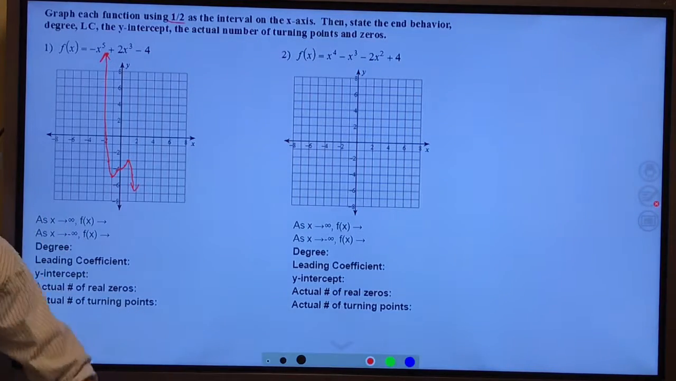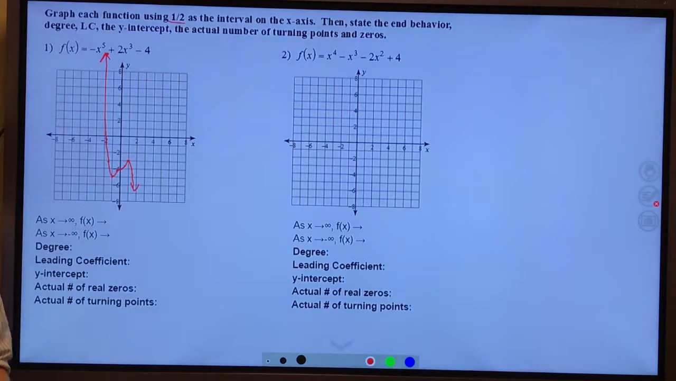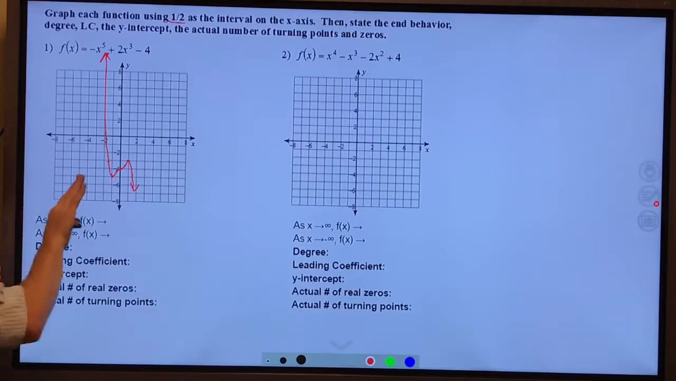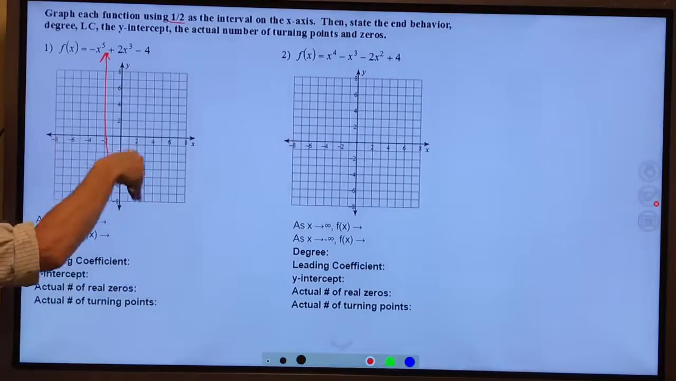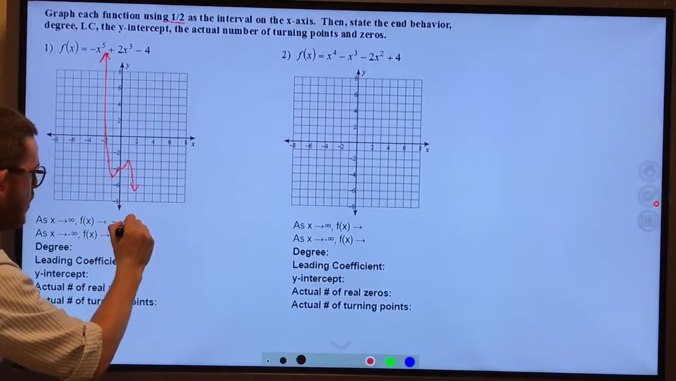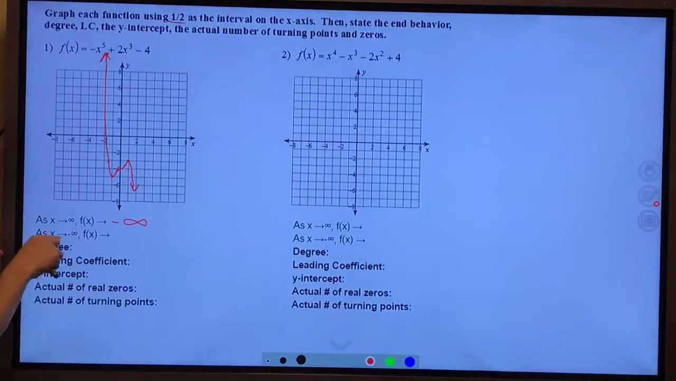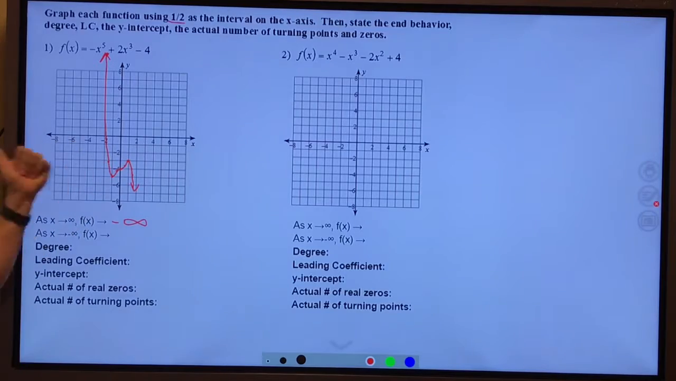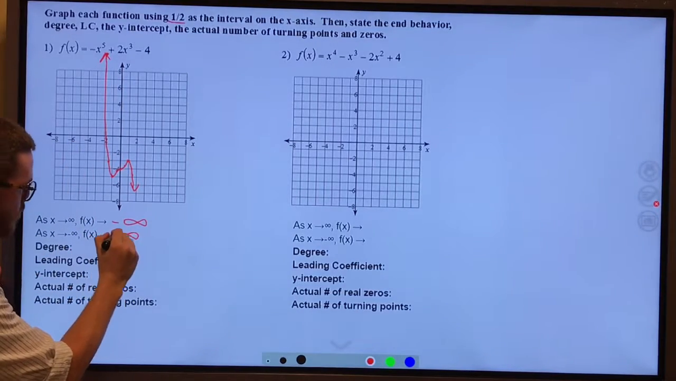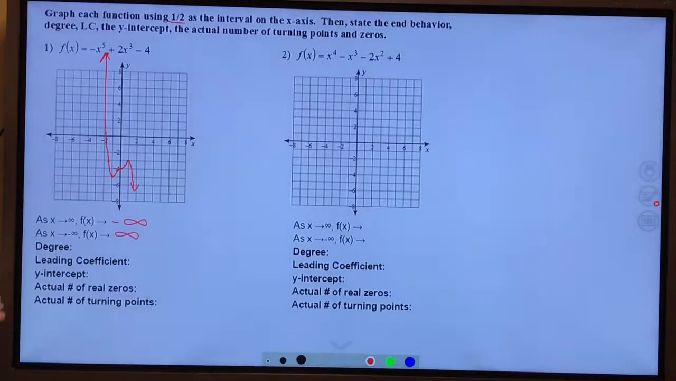Notice, again, right side's pointing down, left side's pointing up. We knew that by the degree and the leading coefficient. Our end behavior here is, as our x's approach positive infinity, it's pointing down, so our y values are going to negative infinity. As we look to the left, as our x values go to negative infinity, f of x is going up to positive infinity. Our degree, we know our degree was 5.